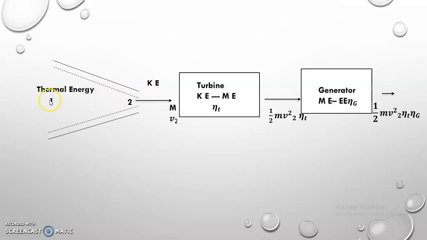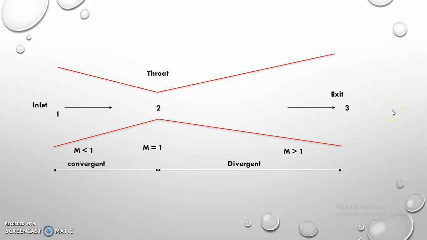From process 1 to 2, we get the exit condition kinetic energy. That energy goes to the turbine, where the kinetic energy is converted into mechanical energy. We get the efficiency of the turbine, half m v square 2 into the efficiency of the turbine. That energy goes to the generator, where the mechanical energy is converted into electrical energy, with the generator efficiency. Finally, the output is 1 by 2 m v2 square times the efficiency of the turbine and the efficiency of the generator.